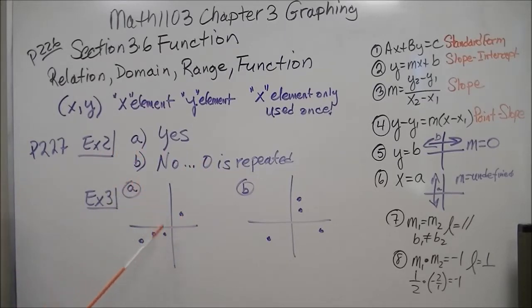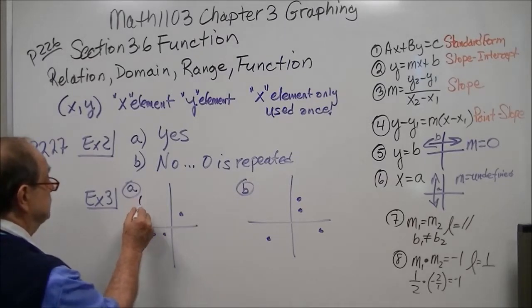In example 3, they give you a fancy graph. I've just sketched it. Is this a function, this graph where we've plotted these points? And the answer is, notice, this would be like a -4, a -3, a -1, a +2. So are the x elements of these ordered pairs repeated? And the answer is no. So yes, this is a function.